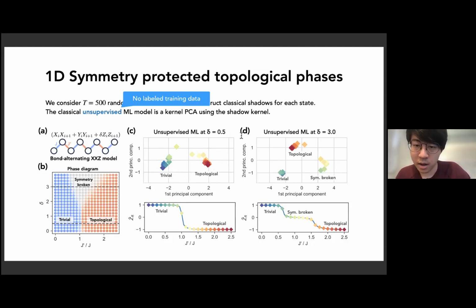On the other hand, in this line, delta equal to 3.0, there are three different phases. And similar to this case, the machine learning model also accurately identifies that there are three different phases and groups them correctly. Furthermore, one could also look at the structure. For example, these two points correspond to states on the boundary of the phase. And one could see that the machine learning model can also recognize which states are on the boundary. For example, it has this nice U shape that's shown here.